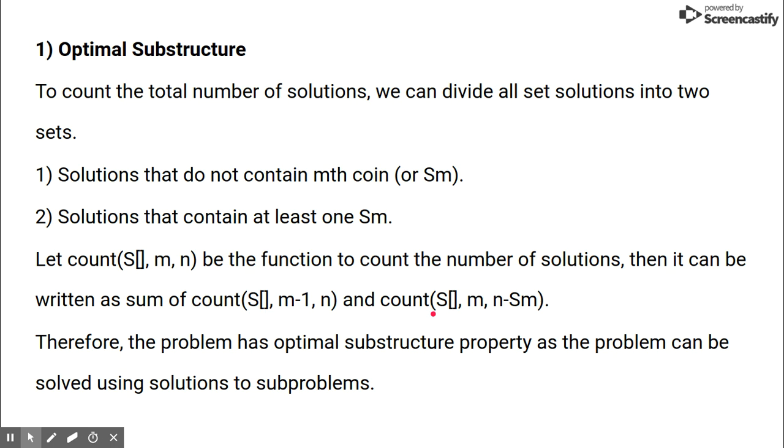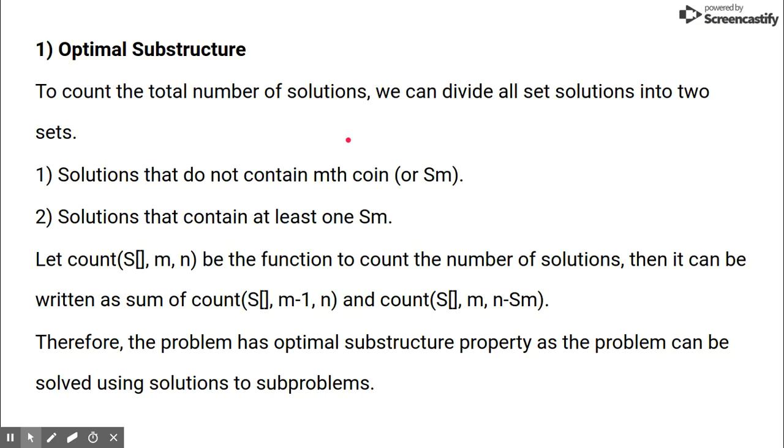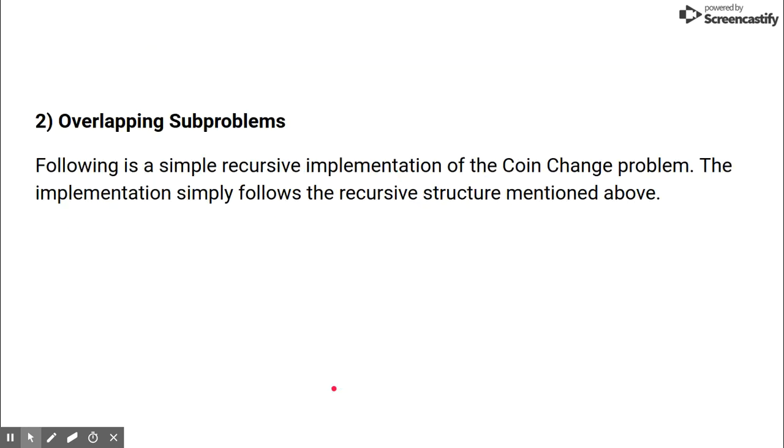Next, what I can do is use all the coins but reduce the value by one coin. Let's say my value is 4. If I subtract 1, the remaining value is 3, and here I can use all the coins. Therefore, the problem has the optimal substructure property, as it can be solved using solutions to subproblems.